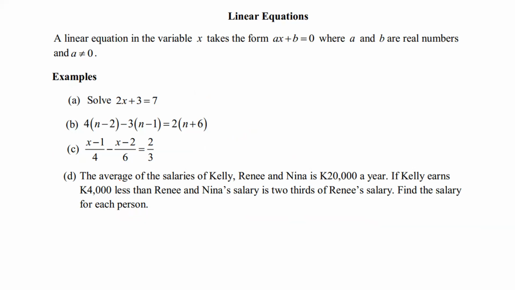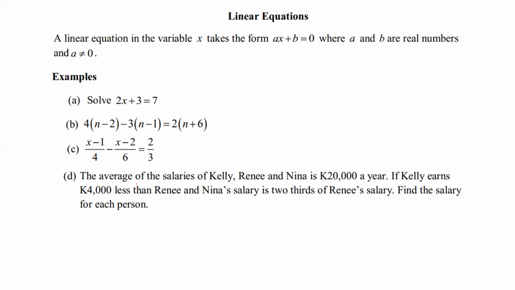Okay, so the question says, the average of the salaries of Kelly, Rini, and Nina is 20,000 a year. If Kelly earns 4,000 less than Rini and Nina's salary is 2/3 of Rini's salary. Find the salary for each person.